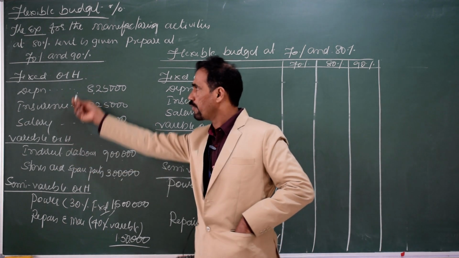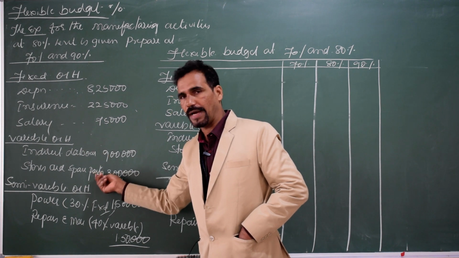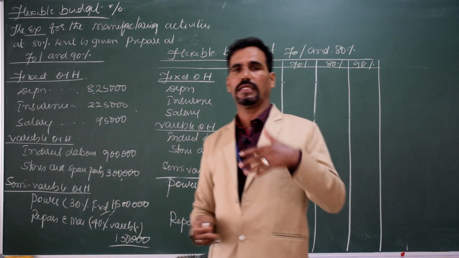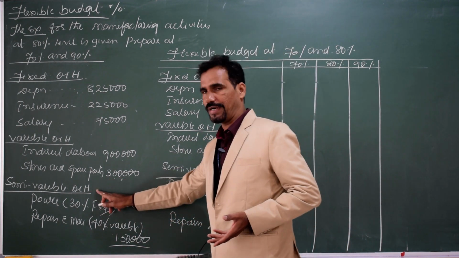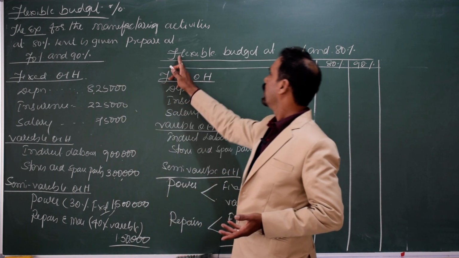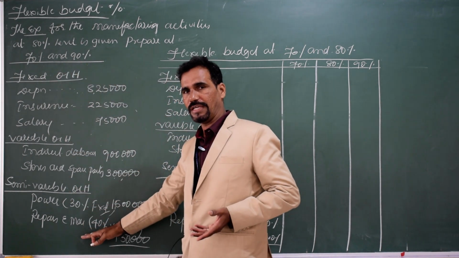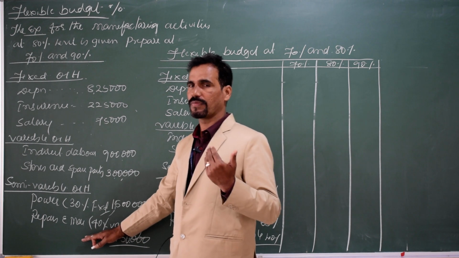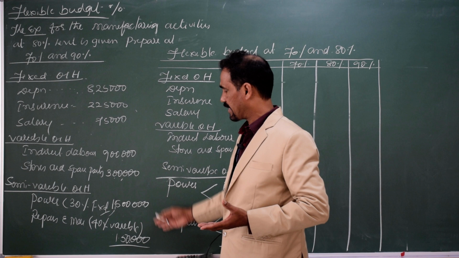Today fixed overhead is given with 3 items, variable overhead with 2 items, and semi-variable overheads. When one expense behaves as both fixed and variable, that is called semi-variable overhead. Today we will discuss the same point. He has given the percentage base, all information at the 80% level only, but now we are going to prepare for 70% and 90%. How are we going to prepare 70% and 90%? We will go through the sums.